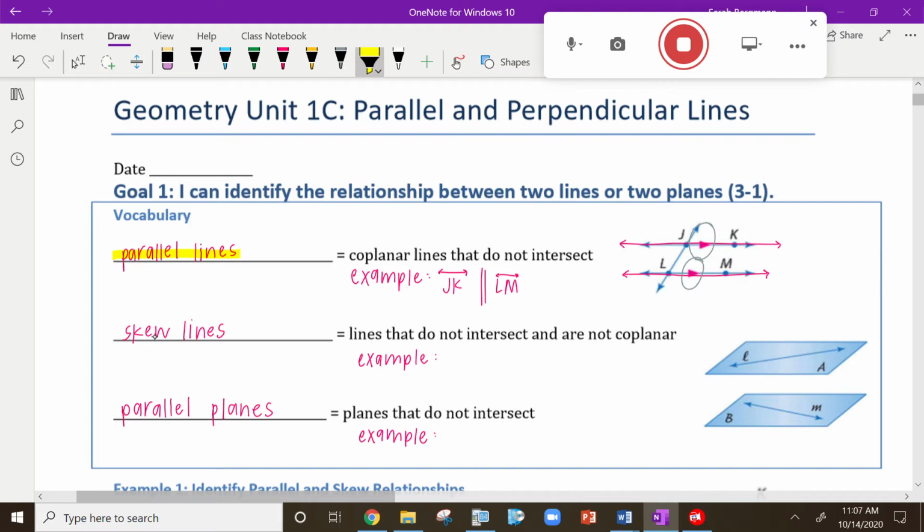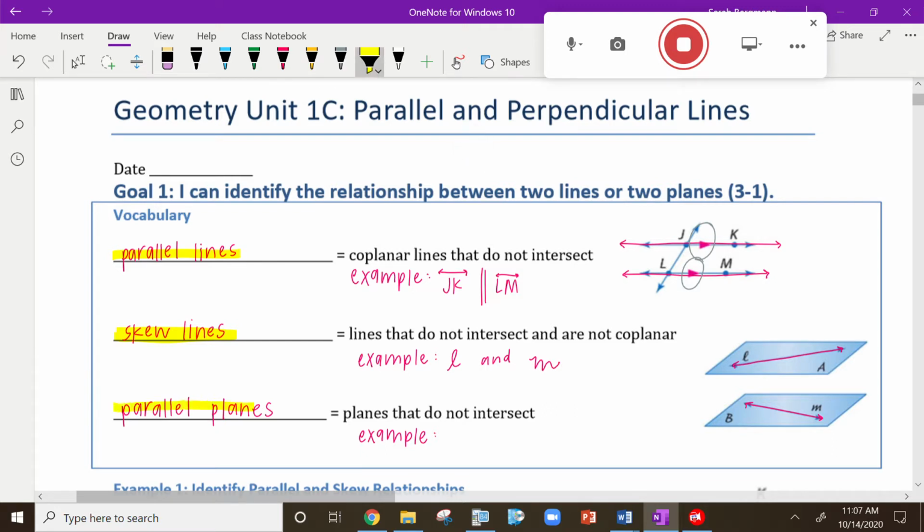The next word is skew lines. These are lines that do not intersect and they are not coplanar. So now they are not on the same plane. For example, line L and line M. There's no symbol for skew lines.